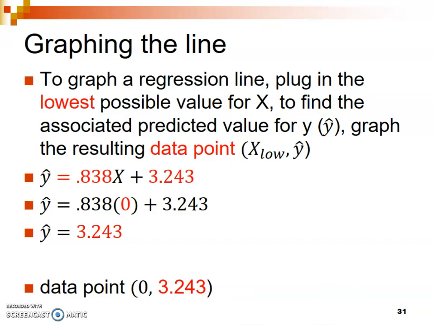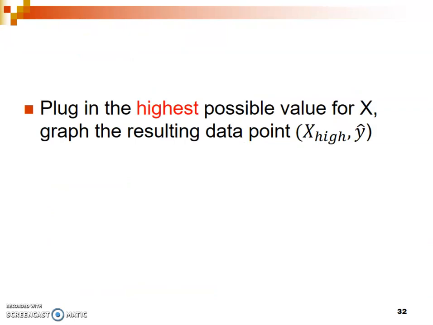In order to form a line, though, we need 2 different data points. This is just one data point, so we need a second data point in order to graph the line. Let's talk about how we get our second data point. You can really use any value, but I think the best way to go about graphing your line is, just like we did in the last one, instead of using the lowest possible value for x, we're now going to use the highest possible value for x, and plug that into our equation to get another data point.